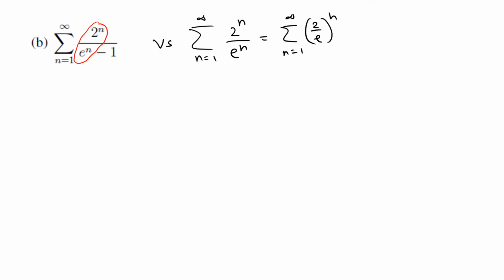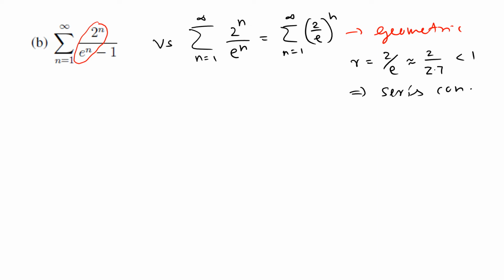So you can see that this is geometric, and you can see r equals, in this case, 2 over e, but we know that e is roughly 2.7. So because of that, this is less than 1. That means the series converges. So we notice that as a geometric series it converges.